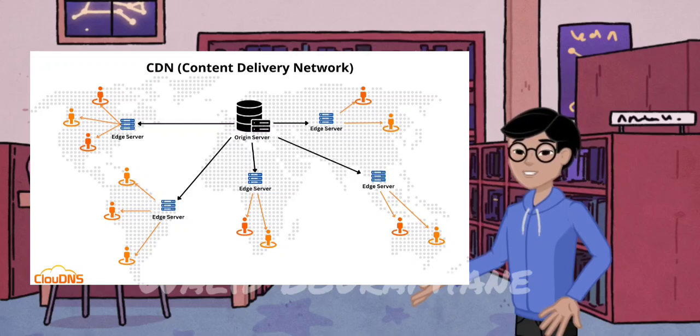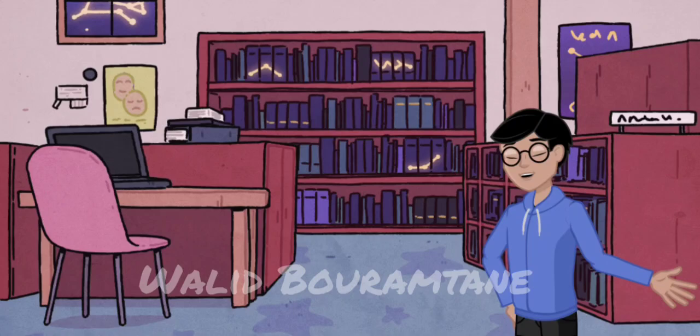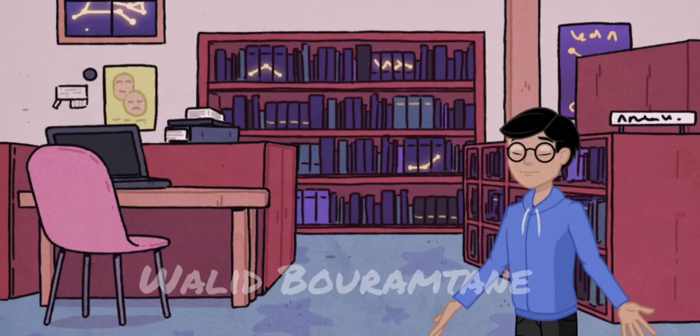CDNs distribute content across multiple servers globally, reducing the distance data must travel to reach users. This improves load times and reliability, ensuring a smoother and faster user experience. In essence, each of these components plays a vital role in the overall functionality of the Internet.